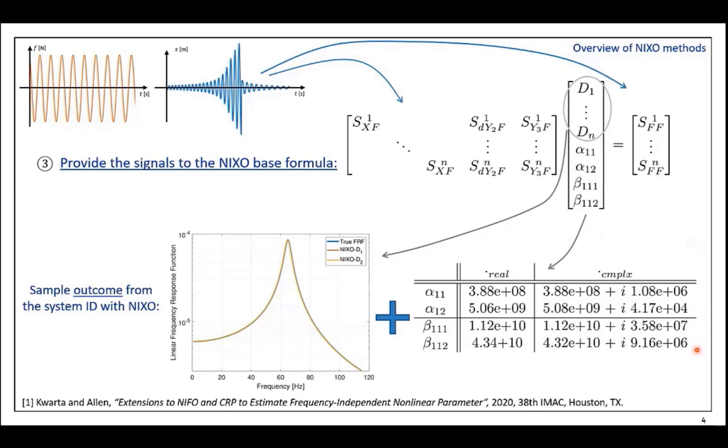If you are interested in learning more about NIXO, please refer to our last year's IMAC paper, where we explain different NIXO methods, plus we provide a detailed derivation of this formula. Before we move forward, please keep in mind that there are 2 versions of NIXO. The first one estimates the nonlinear parameters as complex numbers, while the other one enforces them to be found as real.